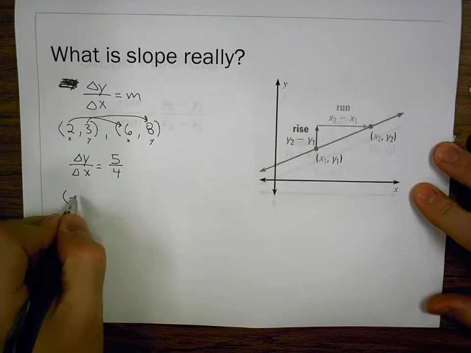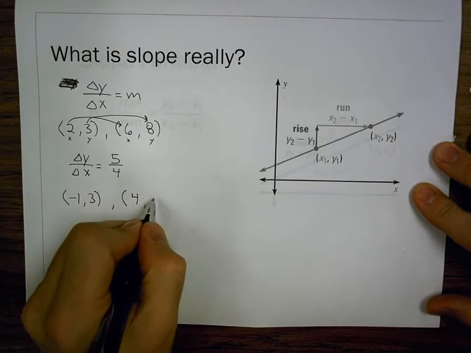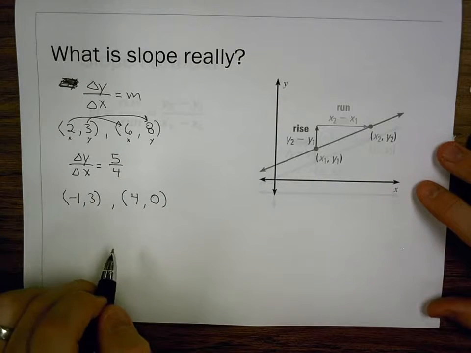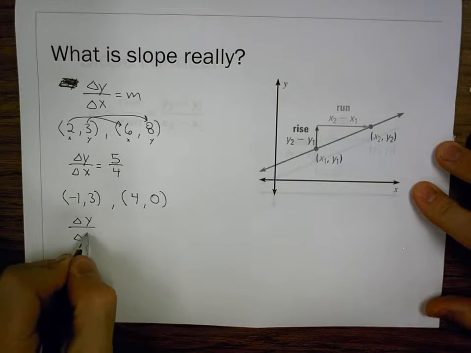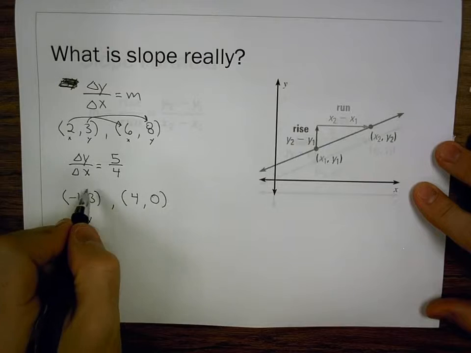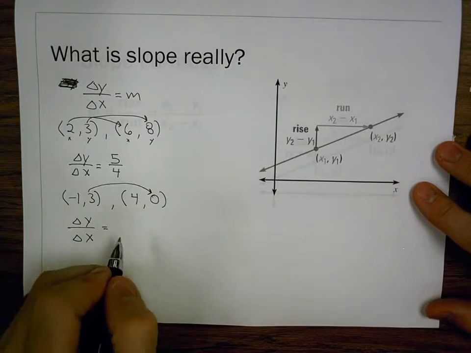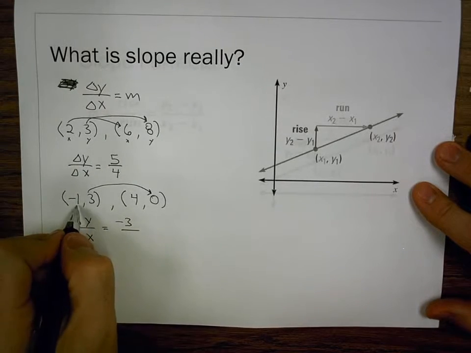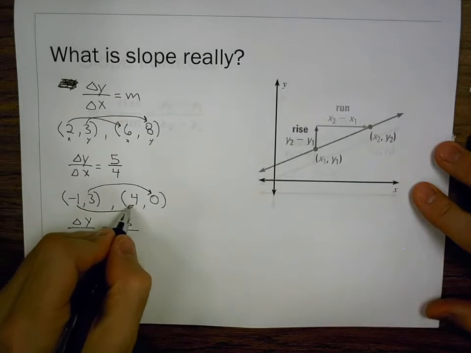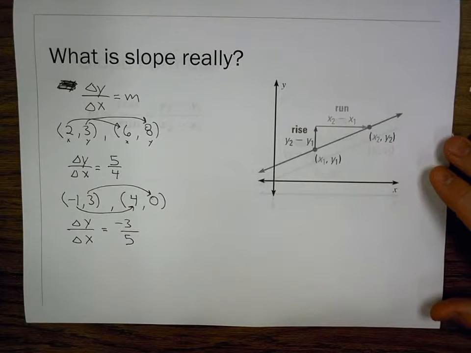Let's look at another one. Say I have (-1, 3) and (4, 0). Still thinking of it the same way. Change in y over the change in x. My y value, I went from 3 to 0. I'm not going to say it changed 3. I'm going to say it changed negative 3, because it went from positive 3 to 0. -1 to 4 is my x change. I went from -1 to 4. That's 5. So I could say my slope is negative 3 over 5.